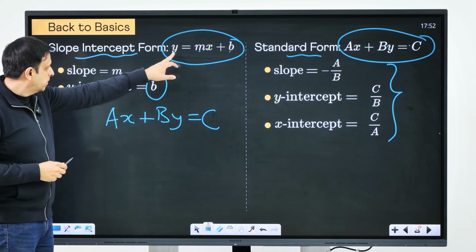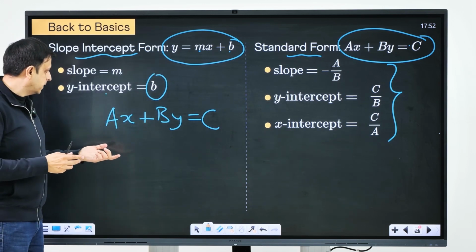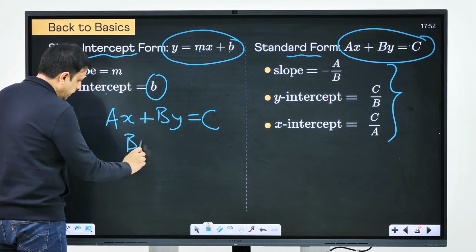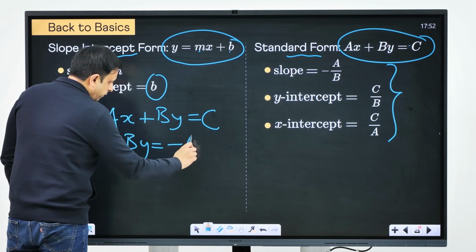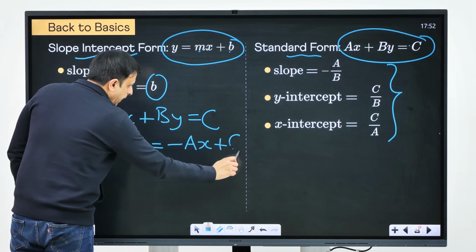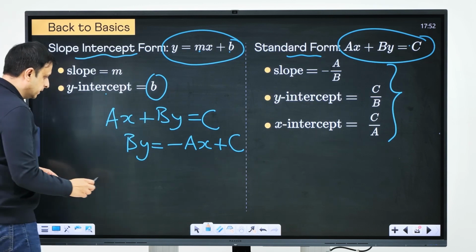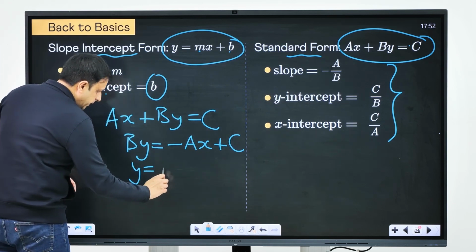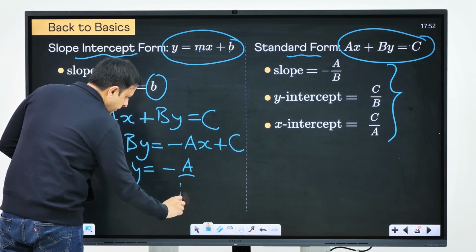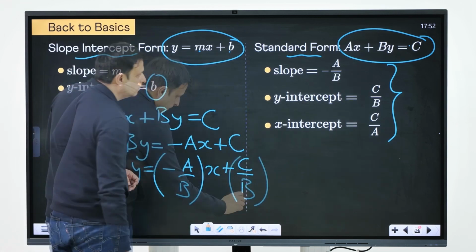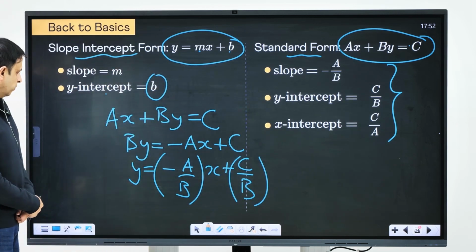So I need to isolate y on the left side. So let me use balancing. I'll subtract ax on both sides. So that gives me by is equal to negative ax plus c. And then I need to get rid of this b. So I'll divide by b on both sides. So that gives me y on the left is equal to negative a over b times x plus c over b. Okay.